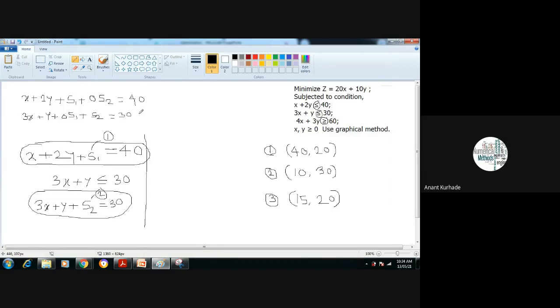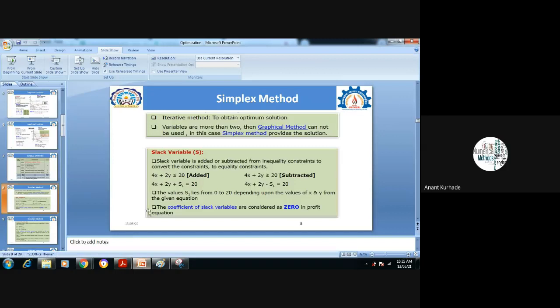So for the first constraint s1, for the second constraint s2. Add s2 towards the left side for the second constraint, and add s1 towards the left side in the first constraint. So this is your first step. You have to convert those inequality signs into equality form by adding slack variables when the constraints are less than or equal to. This is very important.